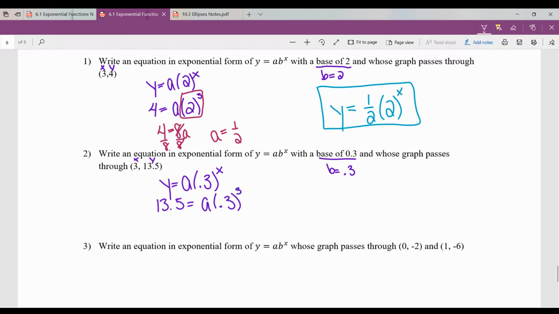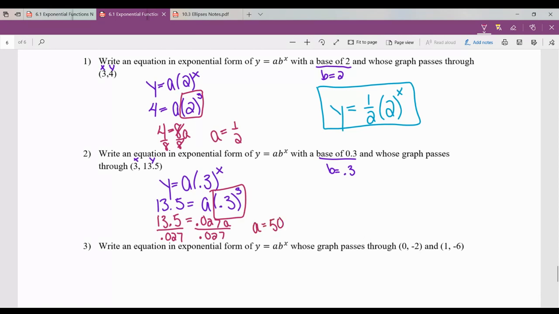All right, so now I'm going to do 0.3 to the third. So 0.3 in my calculator raised to the third is going to equal 0.027 times a, and then we've got 13.5. Now I want to solve for a, so I'm going to divide by that number that's with a, which is 0.027. So I'm going to do 13.5 divided by 0.027, and I get my a is equal to 500.